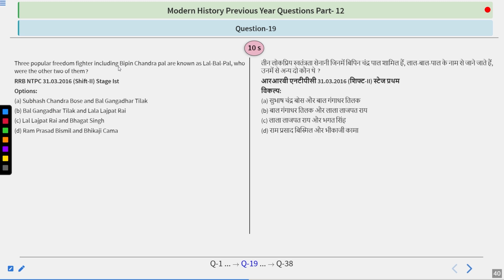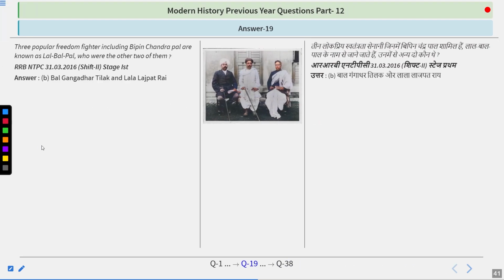Three popular freedom fighters, including Bipin Chandra Pal, are known as Lal Bal Pal. Who were the other two of them? Very simple question. Options are Subhash Chandra Bose, Bal Gangadhar Tilak, Lala Lajpat Rai, Bhagat Singh, Ram Prasad Bismil, or Bhikaji Cama. So take your time. And the answer is Bal Gangadhar Tilak and Lala Lajpat Rai.